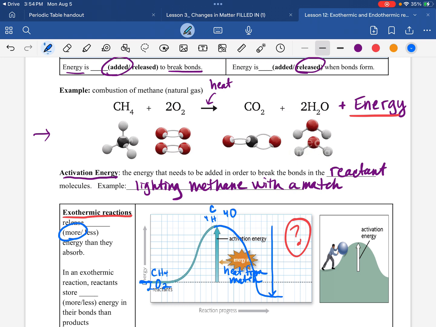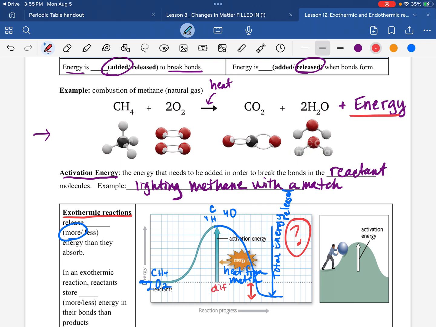So let's draw a little arrow here. And we're going to label this arrow total energy released. And then the difference here in the energy that was added and the energy that was released, that is how much heat we're going to get from that reaction to heat our food or heat our water or heat our homes.